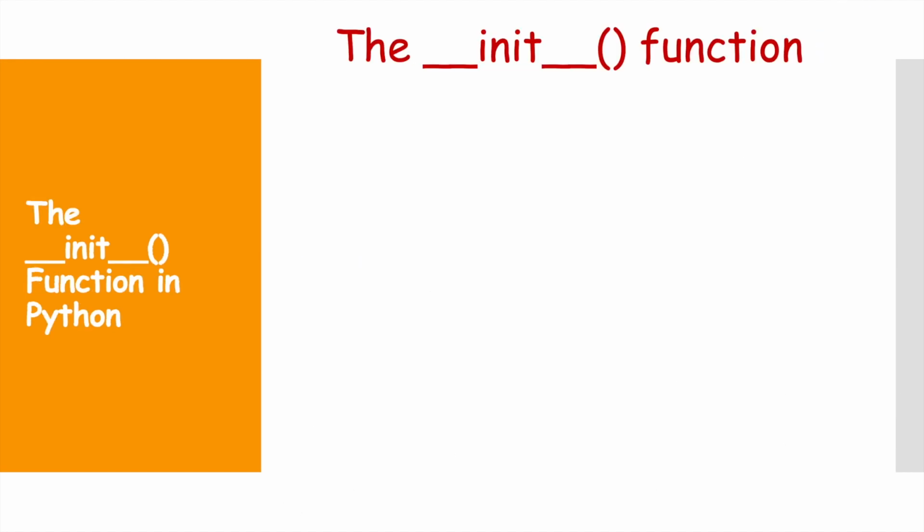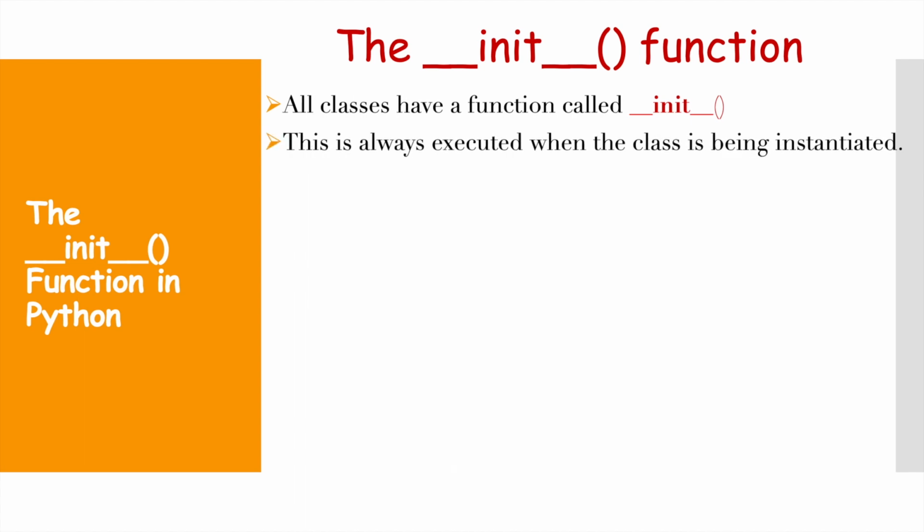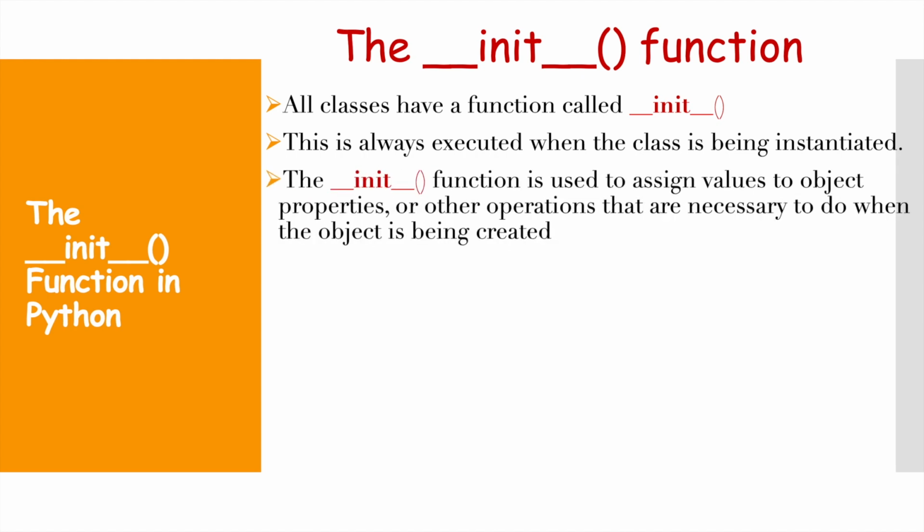So now let's see the init function in Python. All classes have a function called init. And this is always executed when the class is instantiated. So the init function is used to assign values to object properties or do other operations that are necessary when the object is created. So here we will understand it with an example.